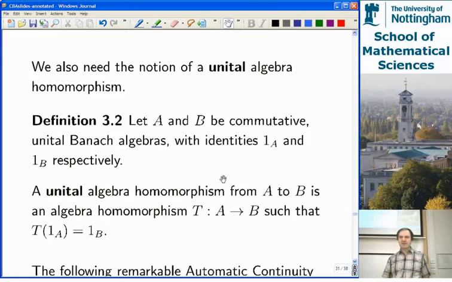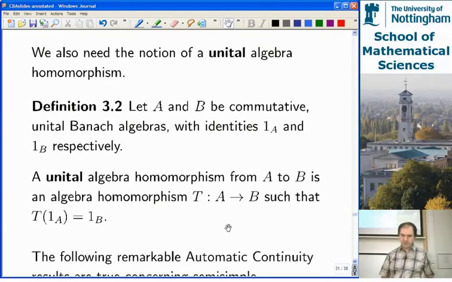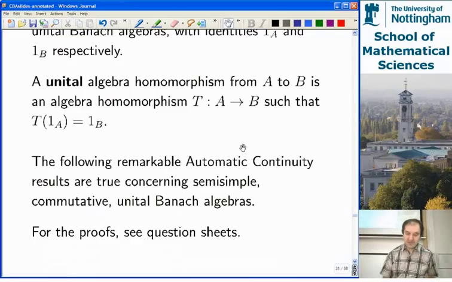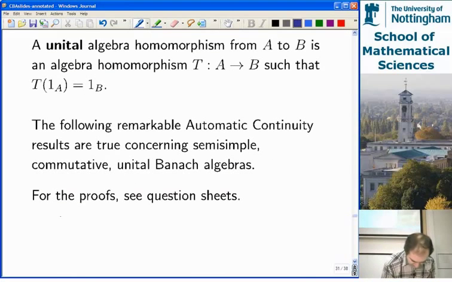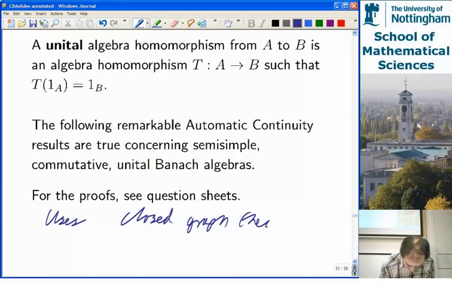So just to discuss the last results at the end of this section, what's a unital algebra homomorphism? As I said, that's one that takes the identity element of one algebra to the identity element of the other. And here's a very nice automatic continuity result, which you can see on the question sheets. It comes from the closed graph theorem and the continuity of characters.